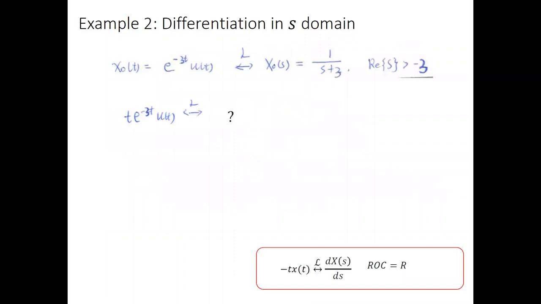Let's look at another example, which is for the differentiation in the s domain. We know from previous examples that when we have the signal x0(t), which is e^(-3t) u(t), its Laplace transform is 1 divided by s plus 3. The region of convergence is a right-sided signal, so it's larger than the pole, minus 3. Then, what is the Laplace transform of this signal multiplied by t? We can apply the s-domain differentiation property. And the key to this solution lies in the differentiation of the original X0(s). So try to practice yourself in 1 minute.